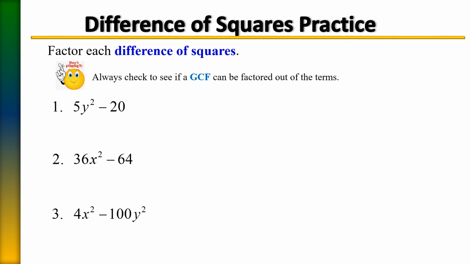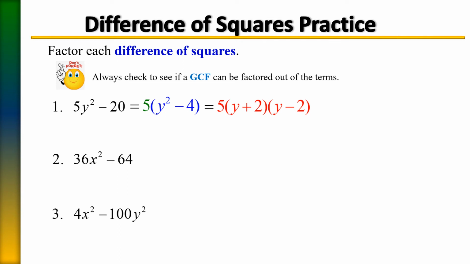So let's go ahead and take the GCF out, and what's left goes in parentheses. Notice what we have left is a difference of square, and that's going to factor into x plus 2, x minus 2 with the GCF on the outside.